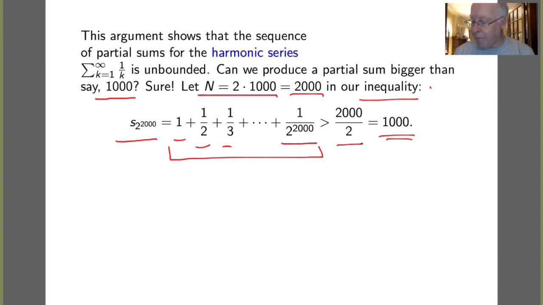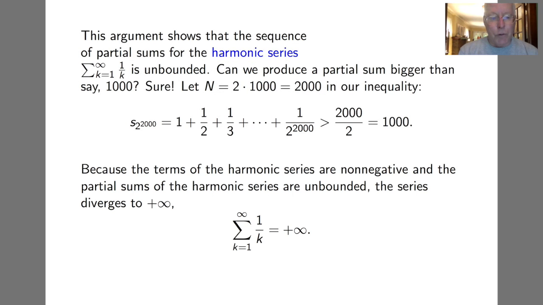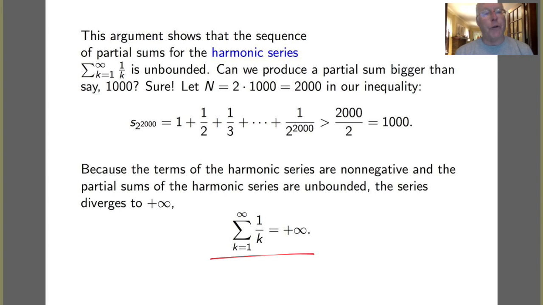So if I add up the first 2 to the 2,000th terms of this harmonic series, and that'll take a long, long time, I know I'll get an answer bigger than 1,000. So to write our conclusion, because the terms of the harmonic series are non-negative and the partial sums of the harmonic series are unbounded, we know that this series diverges to plus infinity. So in other words, if you start adding reciprocals of positive integers, you can make that sum as large as you want if you go far enough out in this infinite series.